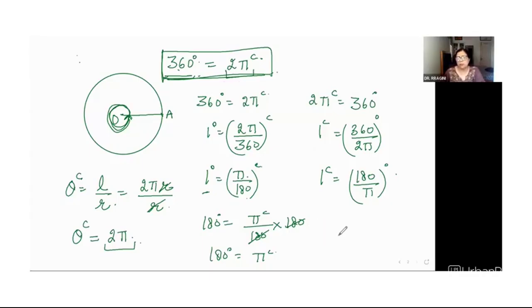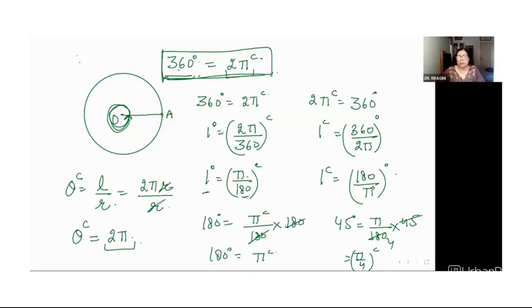Let's do one more thing. What is 45 degrees? 1 degree is pi by 180, into 45. That means 45 degrees is equal to pi by 4 radians. Now you should learn these values by heart. Pi by 4, pi by 2, 2 pi by 3. Remember these values so that you don't have to calculate whenever you're doing these questions, right?